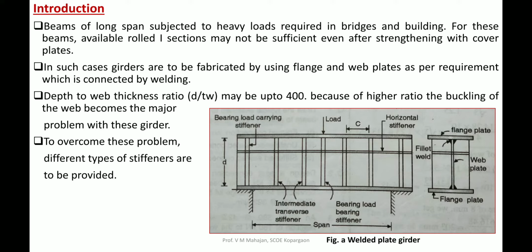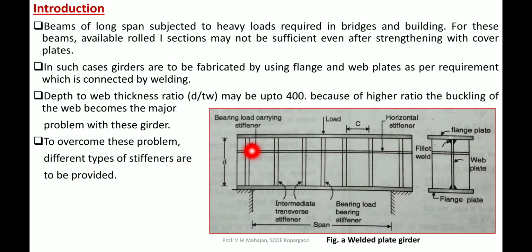In such cases, girders are to be fabricated or made by using flange and web plates as per the requirement of Indian Standard IS 800:2007, and they are connected using only welding. The depth to web thickness ratio may be up to 400. Because of this higher ratio, buckling of the web becomes the major problem we are going to face with this girder. To overcome this problem, different types of stiffeners are to be provided.